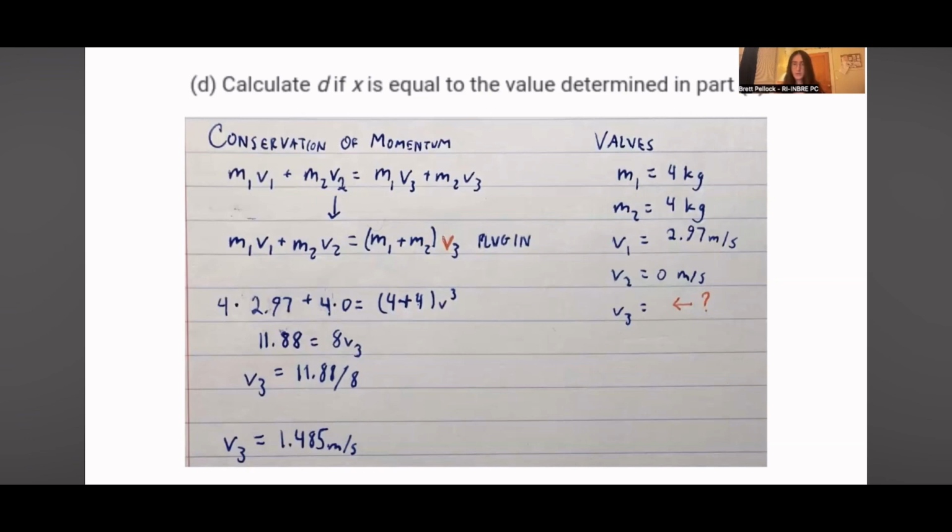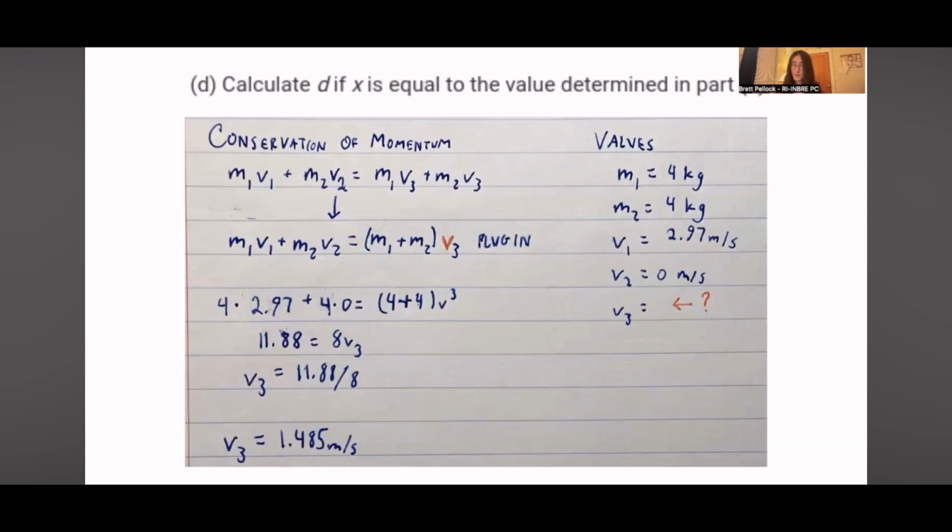However, since the blocks stick together, we also have to remember that they're going to be traveling together. And since they're traveling together, each block will have the same speed. That means v3 and v4 are equal, so we can write them as just v3. So we can make that side of the equation m1 v3 plus m2 v3. Factoring out the v3, we get m1 v1 plus m2 v2 equals m1 plus m2 times v3.